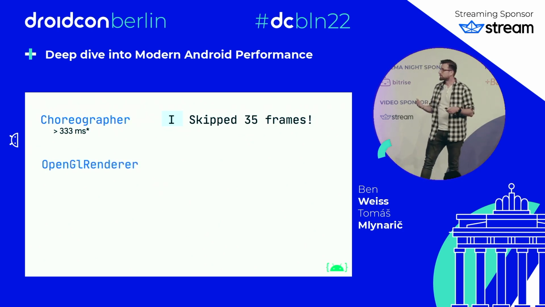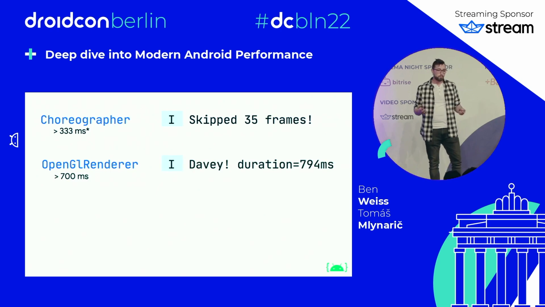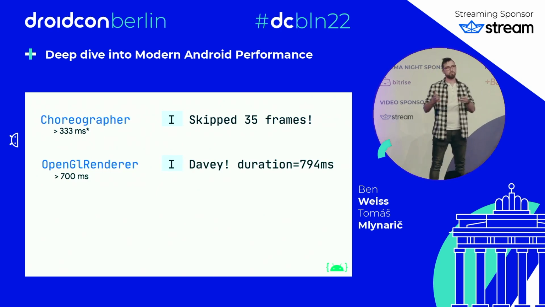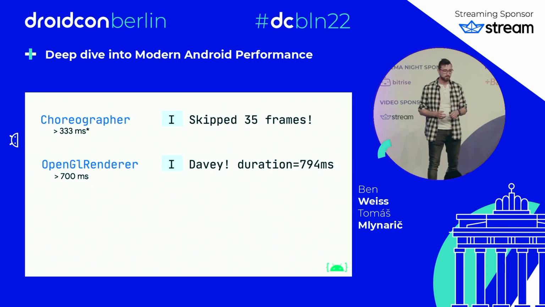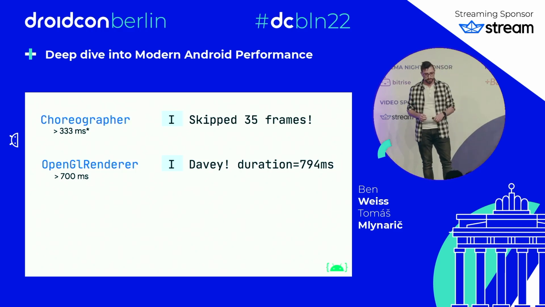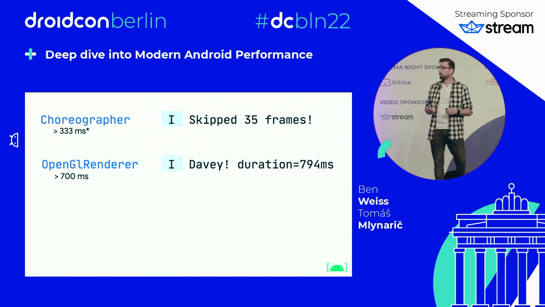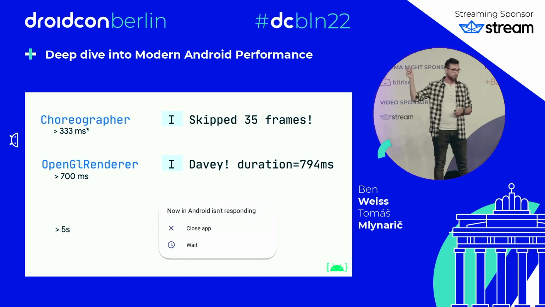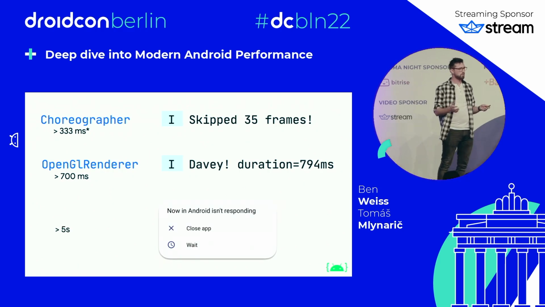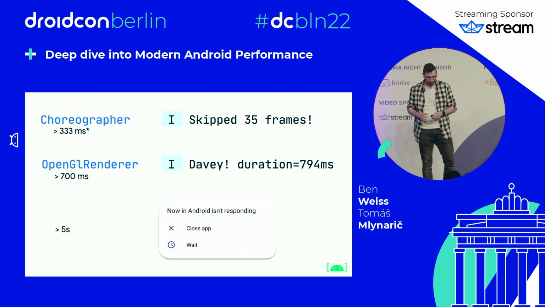If it was even longer, if it was longer than 700 milliseconds, then OpenGL renderer will call Davey, and it'll be telling you the duration and more information for that. And that we call frozen frames. And if it's even longer than 5 seconds, then we see that kind of dialogue. I hope you didn't see the dialogue for a long time.